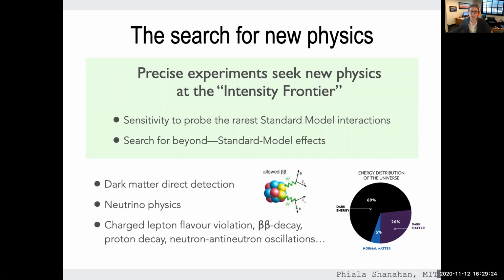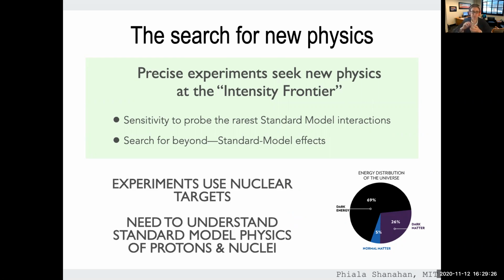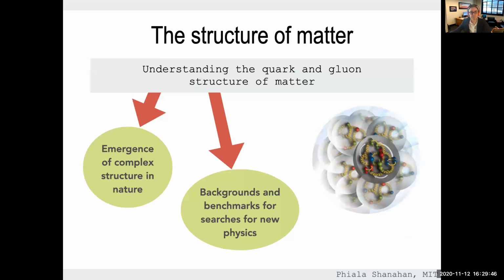And what these experiments have in common is that because we're looking for these really rare interactions for signs of new physics, you want to increase the cross-section as much as possible. So they use nuclear targets. And so to understand physics beyond the standard model, to constrain it in these experiments, we also need to understand the standard model physics of the protons and the nuclei in the targets in those experiments.